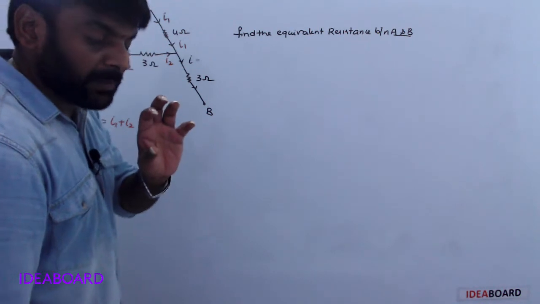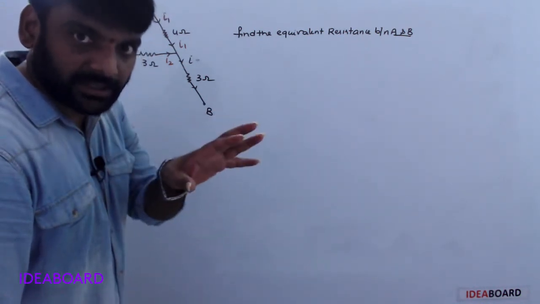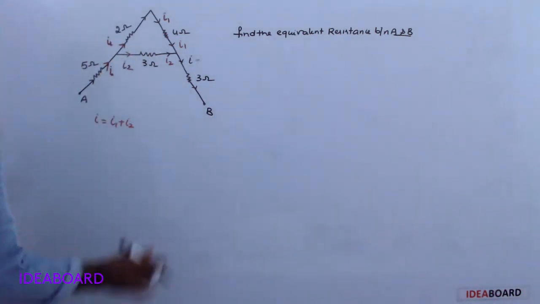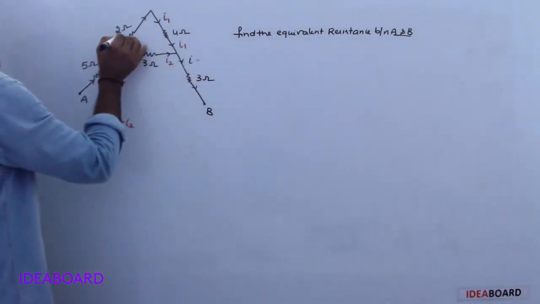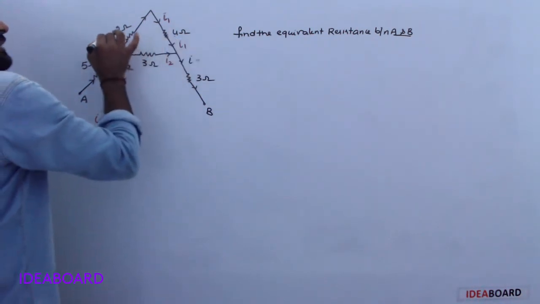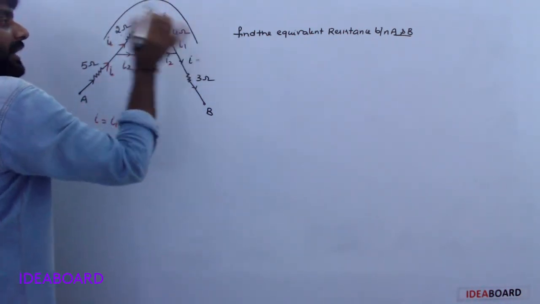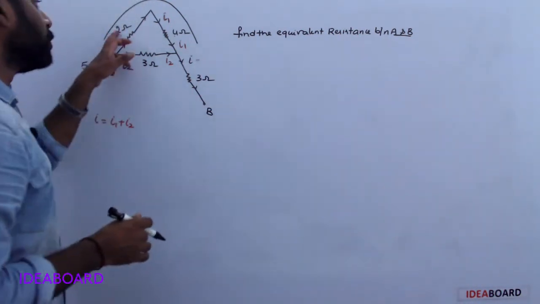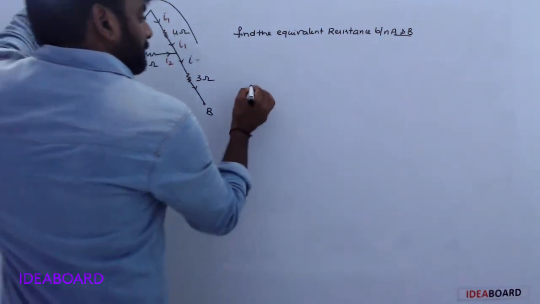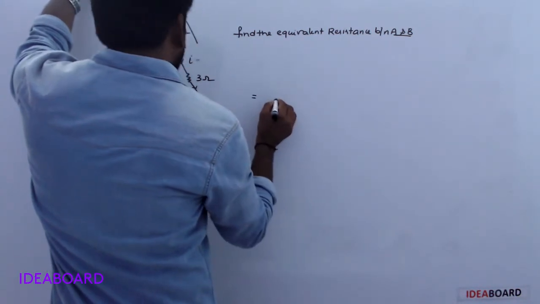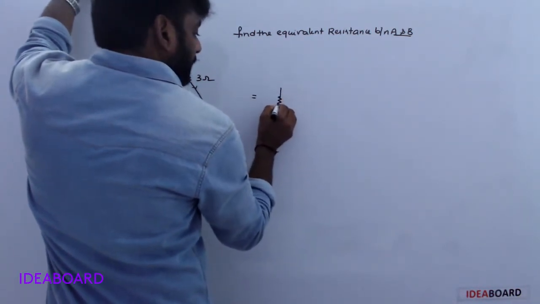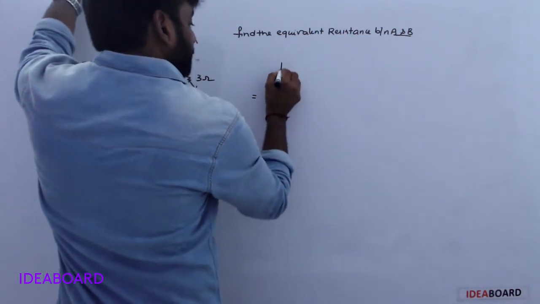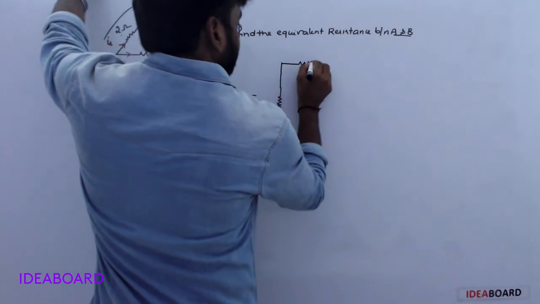First of all, apply the current, divided into parts. See where the current is the same. In this 2 ohms and this 4 ohms, the same current passes, so these two are in series. 2 plus 4 is 6. That means for our convenience, I draw the equivalent circuit like this.